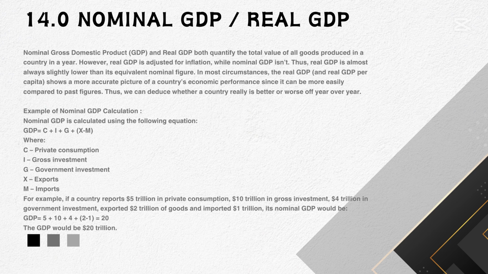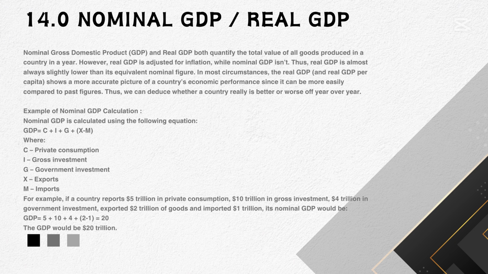Next, nominal GDP and real GDP. Nominal gross domestic product or nominal GDP measures the total value of goods and services in a given year without adjusting for inflation. On the other hand, real gross domestic product or real GDP adjusts this value by accounting for the effect of inflation. Why is real GDP more important?